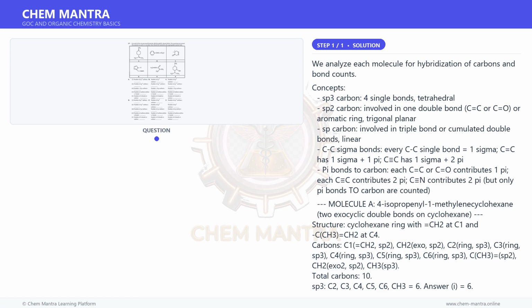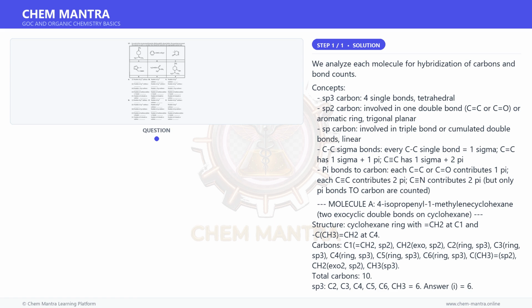Total carbons, 10. sp3: C2, C3, C4, C5, C6, CH3 equals 6. Answer: I equals 6. sp2: C1, CH2 top, C isopropylidene, CH2 bottom equals 4. Answer: 2 equals 4. sp: 0. Answer: 3 equals 0.